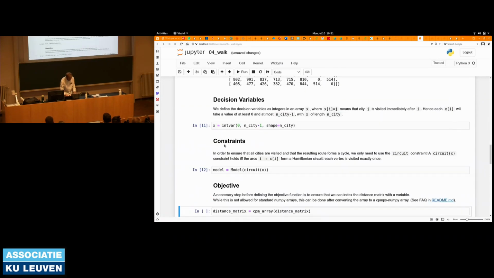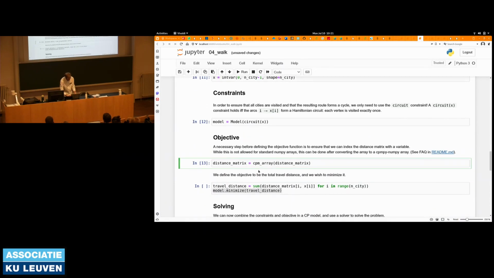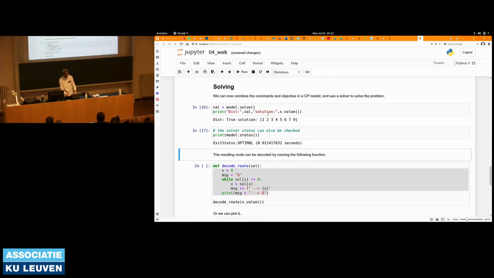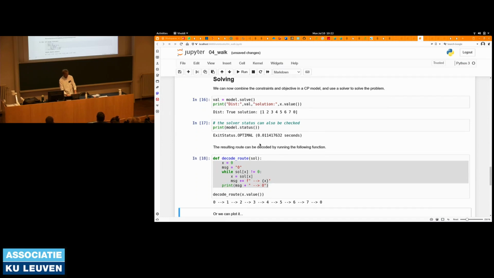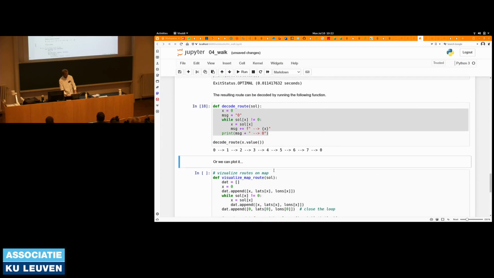Okay. And then the objective is, of course, well, that's just the sum of the distance matrix from the location at that index to the next location at that index. All right, and then if you solve it, you get a solution, which you can decode as such. Wow, that's a very boring solution.